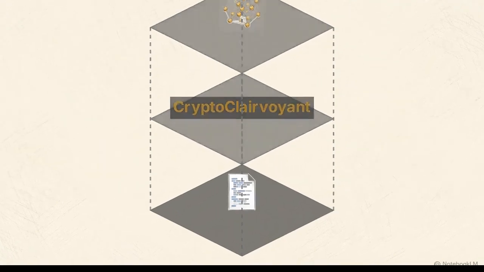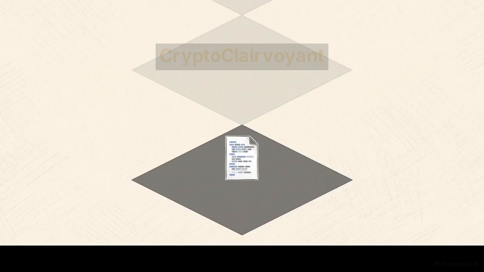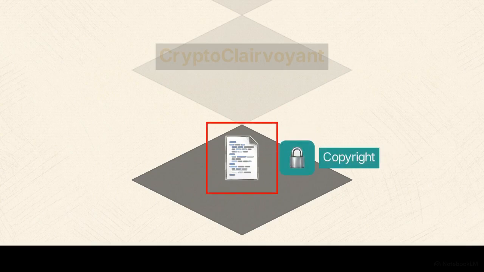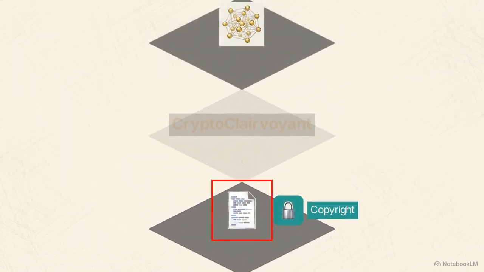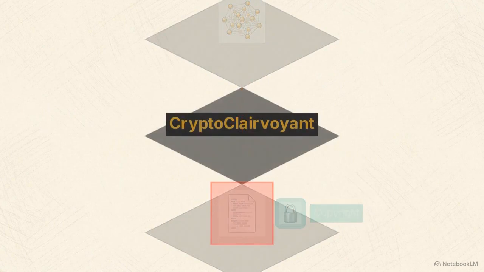Let's focus purely on that first layer, the raw source code. Under Australian law, the moment a developer types this raw code and saves it, it is automatically protected by copyright. However, copyright is strictly limited. It only prevents the literal copy-pasting of the text. It offers zero protection for the underlying idea or logic of the application.